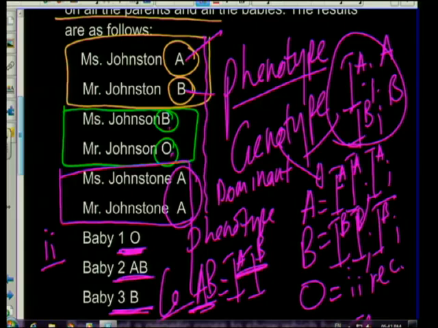This one is B and that is O. This B could be heterozygous, so there is a possibility of having this baby. This one is A and A. They could both be heterozygous for A, so it's a possibility for O. So that's not an easy one to go through.